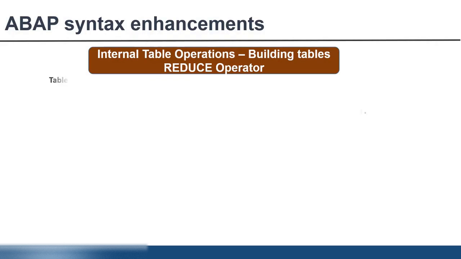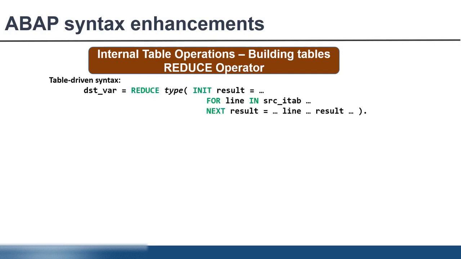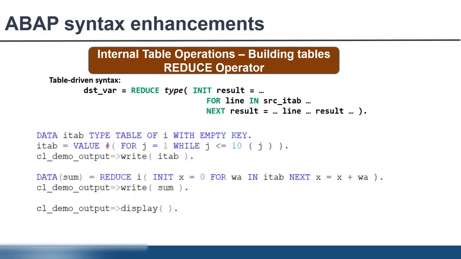First one is table reduction. Consider the example given here. This example demonstrates a simple table reduction using reduce. The first for statement will capture the values from 1 to 10 into the internal table itab.